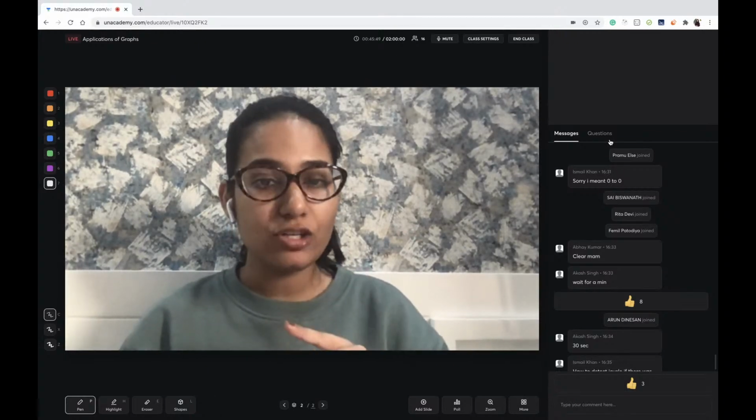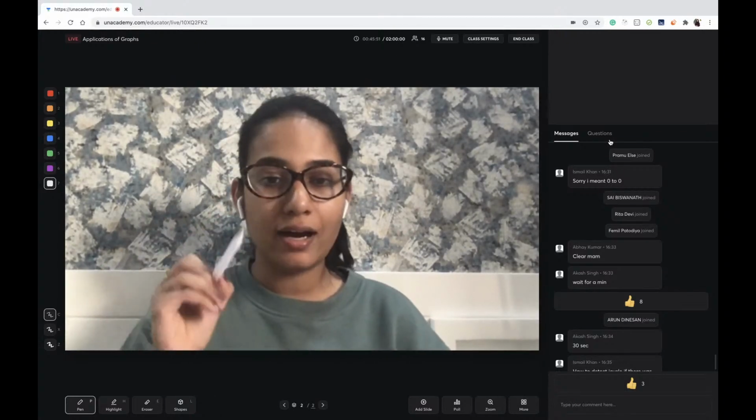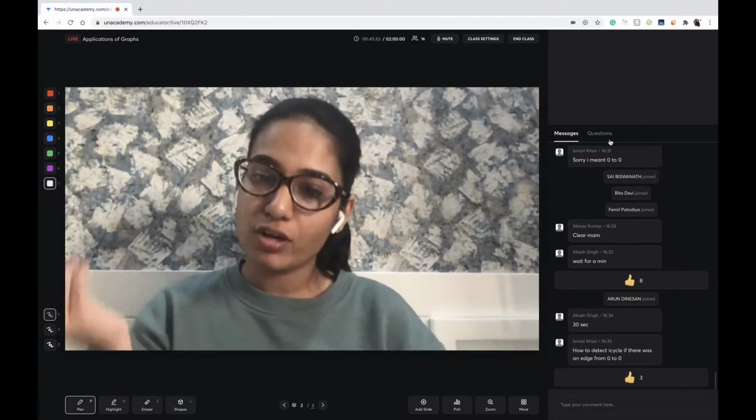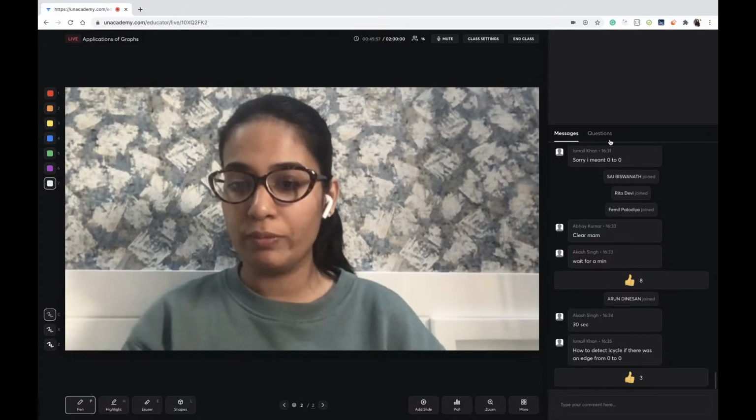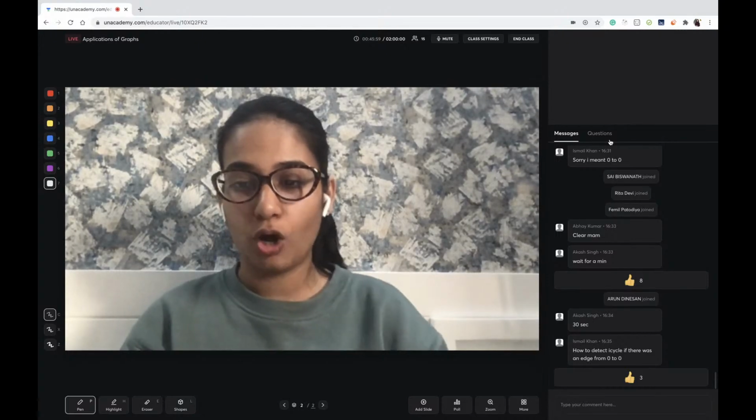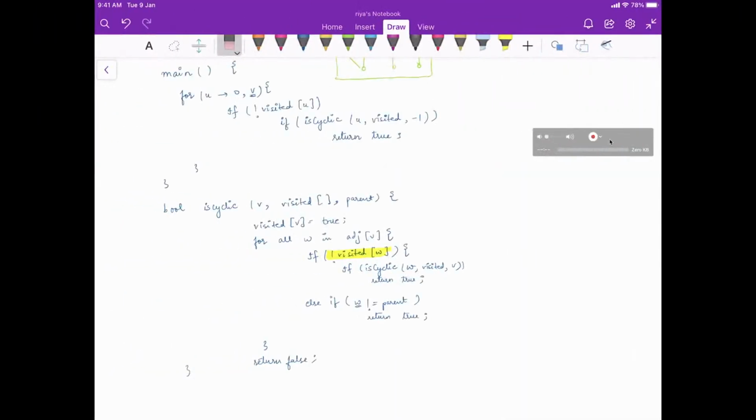So if there's a back edge, if 0 is pointing again to 0, then the parent for 0 is also 0 itself. So that can also be the case that we can understand here. All right, perfect. Let's move ahead. This was what I wanted to put forward once for the concept of detecting cycle in case of both directed graphs and undirected graphs.